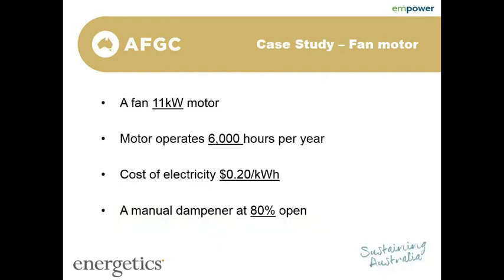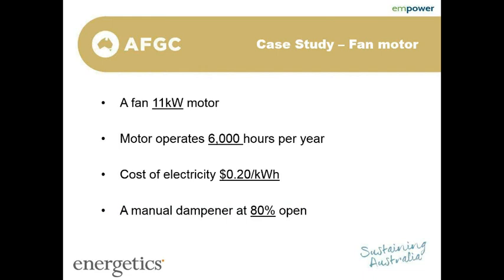Okay, so now I'll run through a worked example, similar to Forager, but just a bit more of a general example. This is looking at a fan motor. We've got an 11 kilowatt motor, and that motor runs for about 6,000 hours a year. So that's probably three-quarters of the year the fan's running.